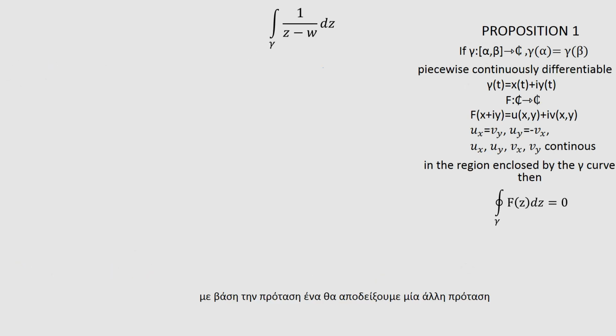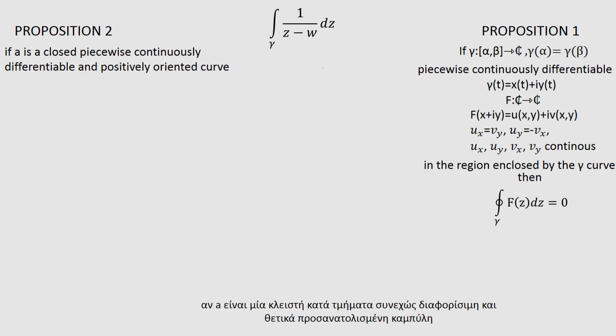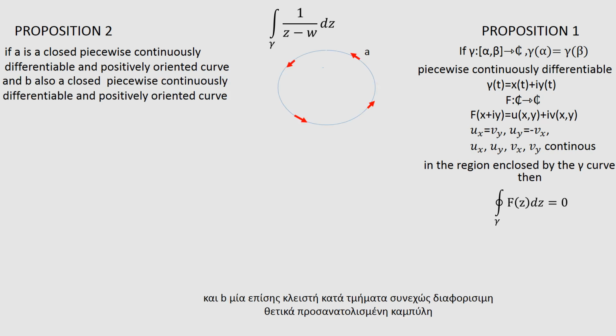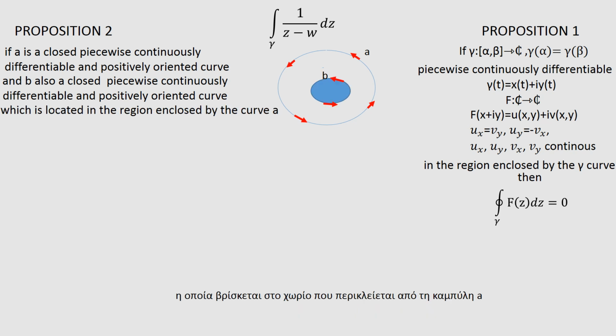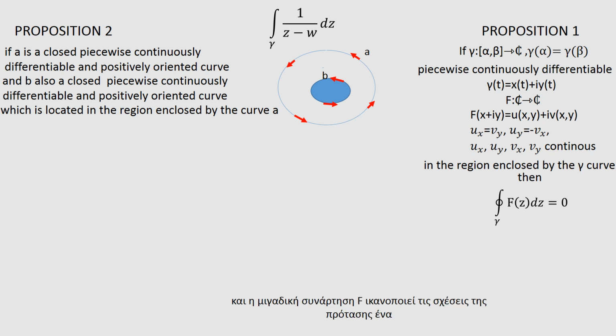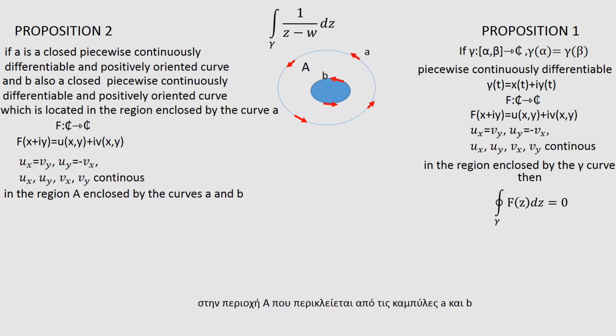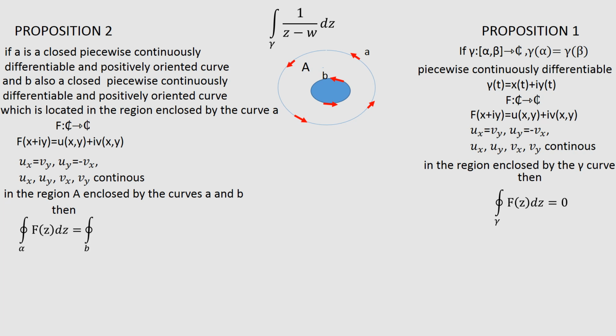Based on proposition 1 we will prove another proposition. If A is a closed, piecewise continuously differentiable and positively oriented curve, and B is also a closed, piecewise continuously differentiable and positively oriented curve, which is located in the region enclosed by the curve A, and the complex function f satisfies the relations of proposition 1 in the region enclosed by the curves A and B, then, let us prove the proposition.